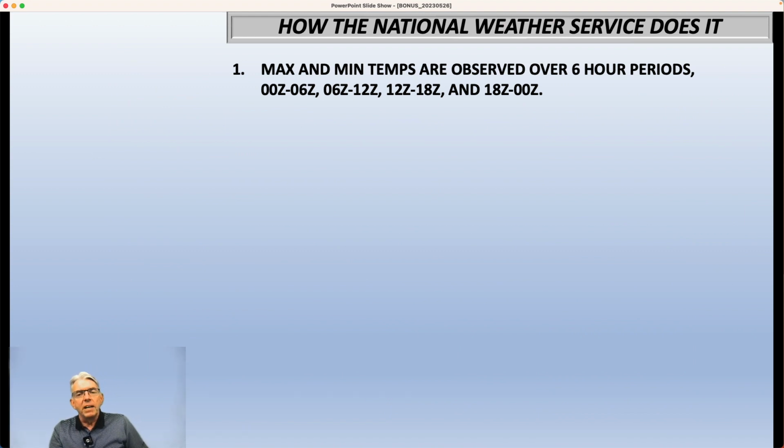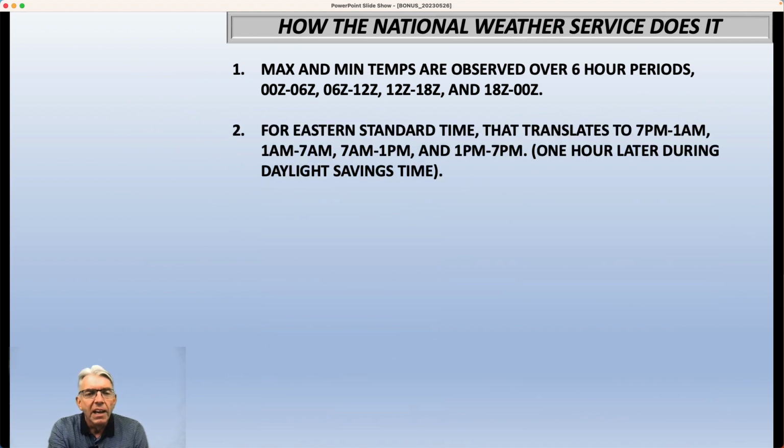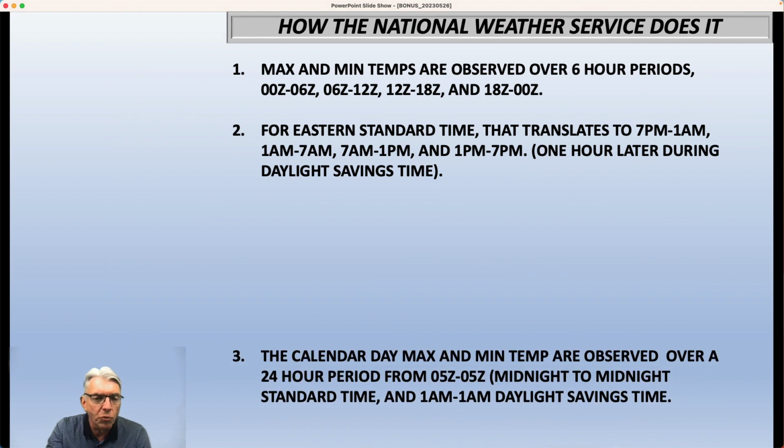So the max and min temps are observed over 6-hour periods, 0 to 6Z, 6 to 12, 12 to 18, 18 to 0. For Eastern Standard Time, that translates to 7 p.m. to 1 a.m., 1 a.m. to 7 a.m., 7 a.m. to 1 p.m., and 1 p.m. to 7 p.m., and 1 hour later than that during daylight saving time. So it would be 8 p.m. to 2 a.m., 2 a.m. to 8 a.m., and so forth.